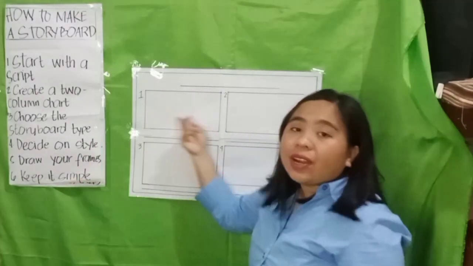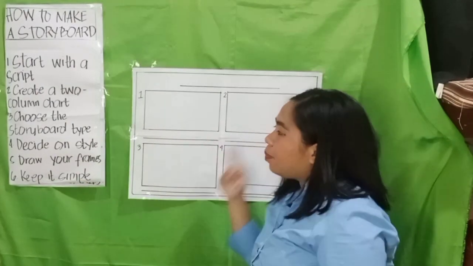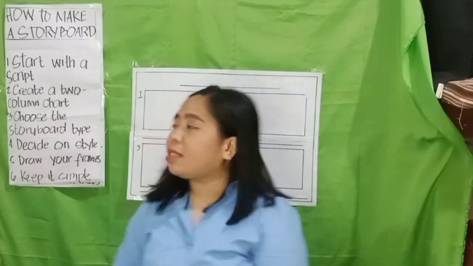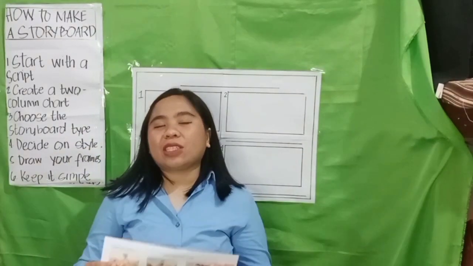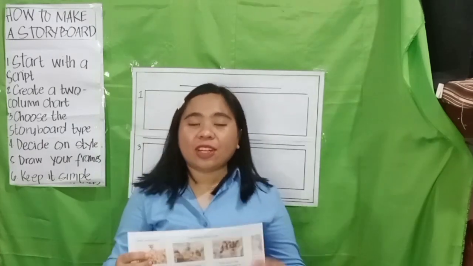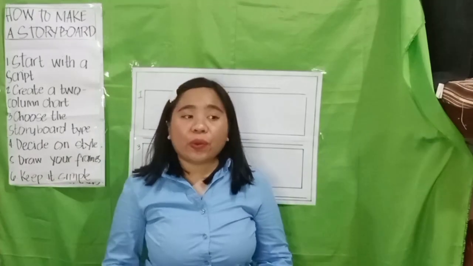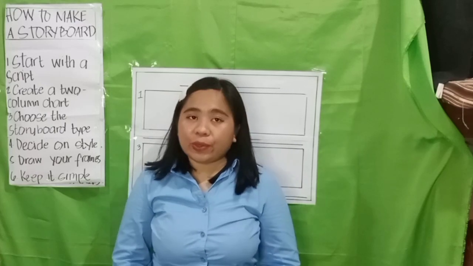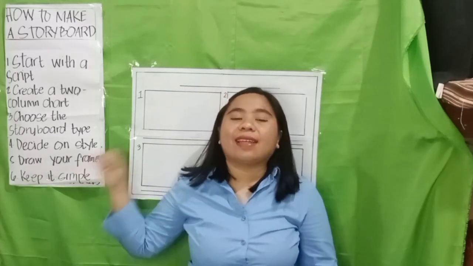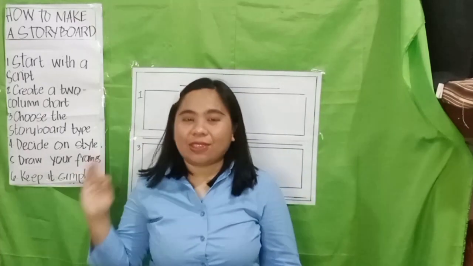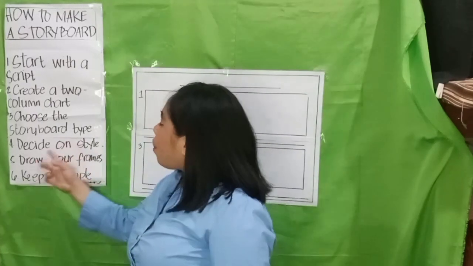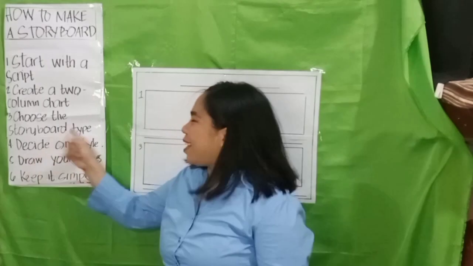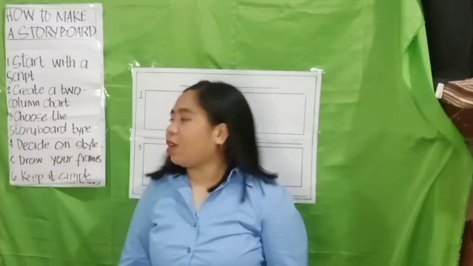Just like this. First column, second column. Then the third step, choose the storyboard type. So we are asked to create a traditional storyboard. It's up to you, class, whether you will use the traditional, the thumbnail, or the digital storyboard. And for the fourth, decide on the style, just like the type of the storyboard.